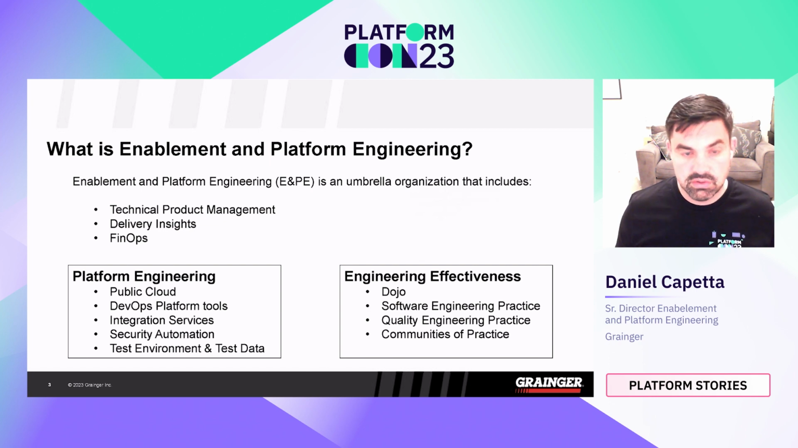I also have two larger organizations that sit within enablement and platform engineering. The first is platform engineering. Platform engineering includes our public cloud teams, our DevOps platform tooling teams, our integration services team, our security automation team, our test environment and test data team. Additionally, we have engineering effectiveness, which includes our Dojo, our software engineering practice, our quality engineering practice, as well as our community of practice facilitation, which helps lead communities of practice across our Grainger technology group.